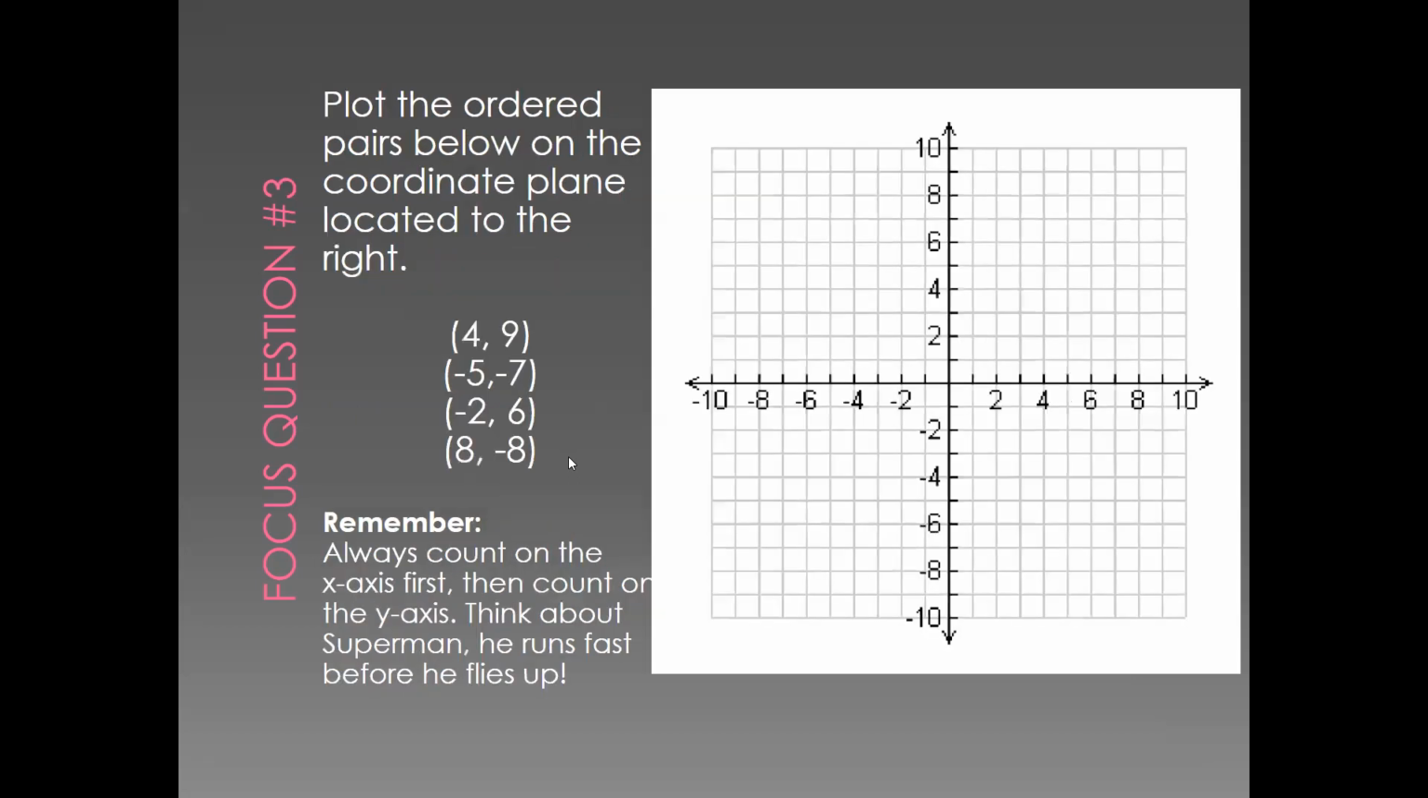So that's one example. 4 comma 9. Negative 5 comma negative 7, negative 2 comma 6, 8 comma negative 8. How much you want to bet that one of those ends up in each quadrant?